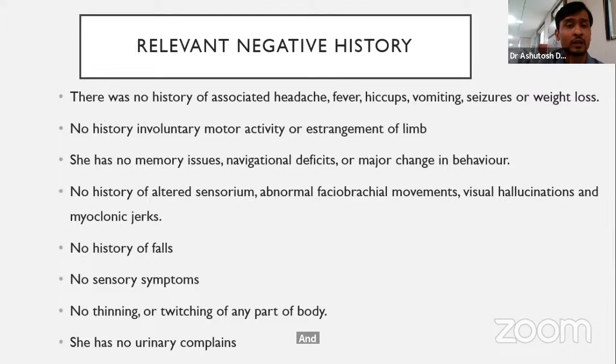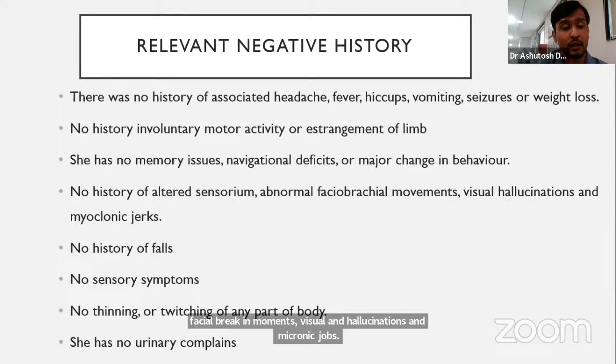Coming to the negative history, there was no history of any associated headache, fever, hiccups, vomiting, seizures, or weight loss. No history of any involuntary motor activity or estrangement of limb. She has no memory issues, no navigational deficits, or major changes in her behavior. There's no history of any altered sensorium, abnormal facio-brachial movements, visual hallucinations, or myoclonic jerks. There's no history of any fall, sensory symptoms, thinning or twitching of any part of the body, or any urinary complaint.